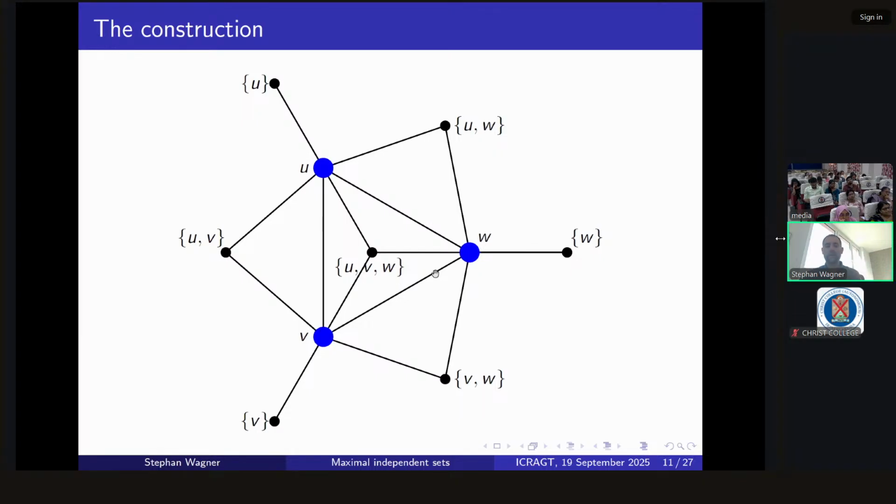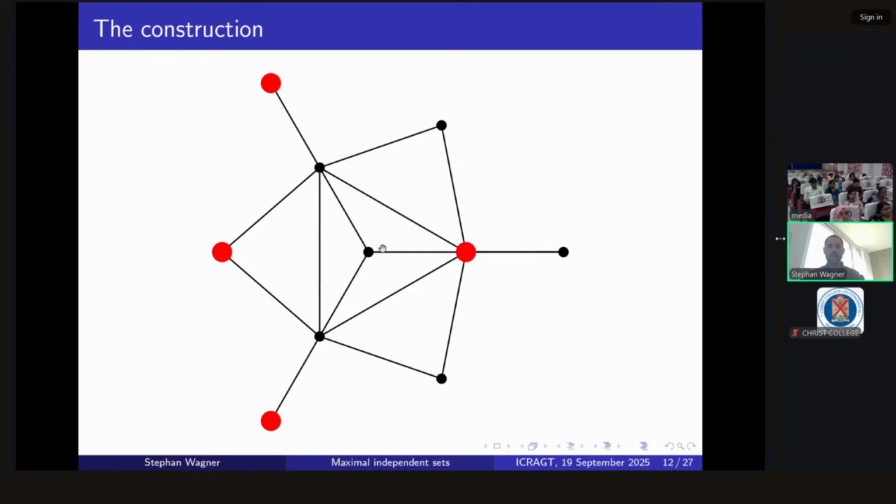And then for every subset of these 3 vertices, for every subset of U, V, W, I add one vertex whose neighbors are exactly that subset. So for example, for the subset consisting only of U, I add this vertex, has only neighbor U. For the subset consisting of U and V, I add this vertex, it has exactly neighbors U and V. And so on. U, V, W, the subset of all the vertices, gives rise to this vertex that has all 3 of them as neighbors. So this is how the construction works. Start with a clique on a certain number of vertices, add a vertex for each non-empty subset.